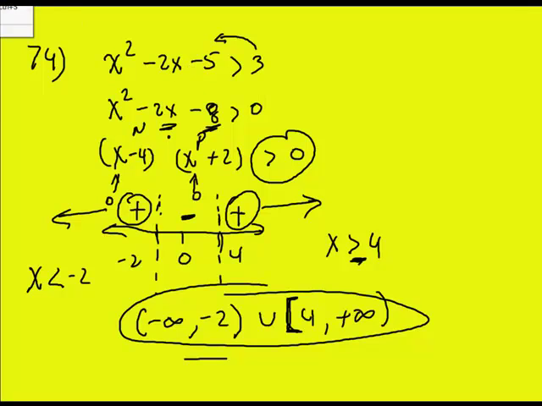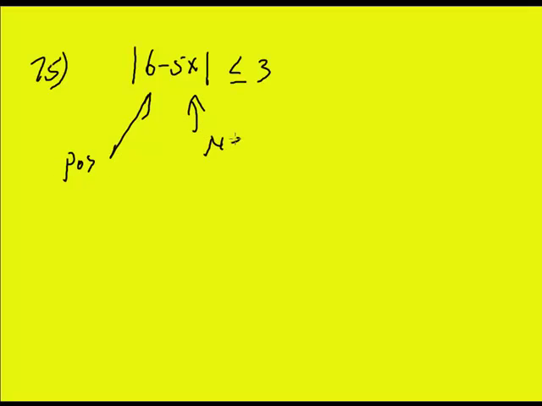75. 75. You guys gotta be kidding me. 6 minus 5x. You guys have been doing this type of problem since pre-algebra. This can be either positive or it could be negative.